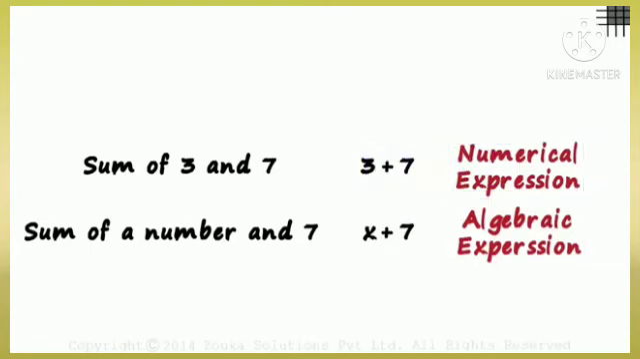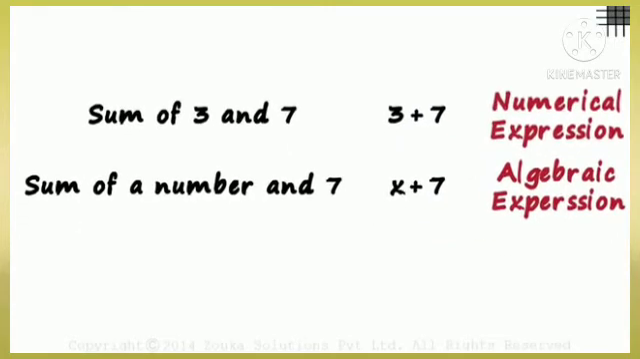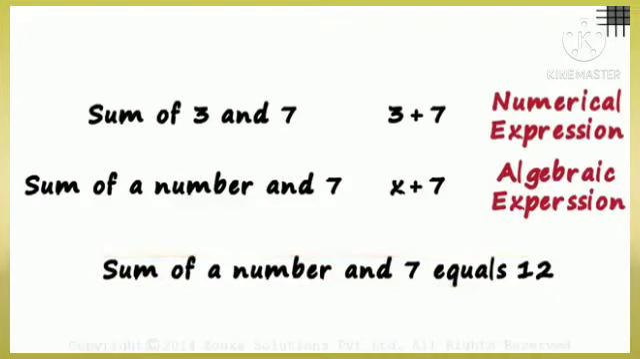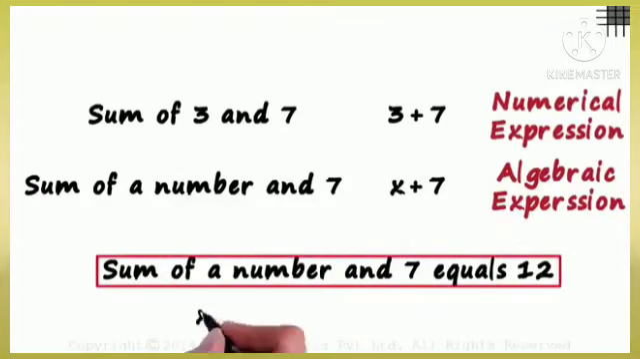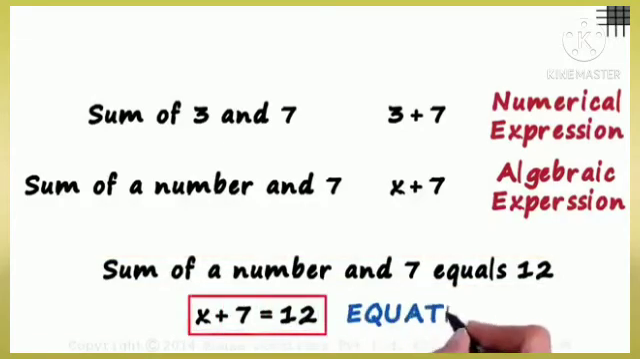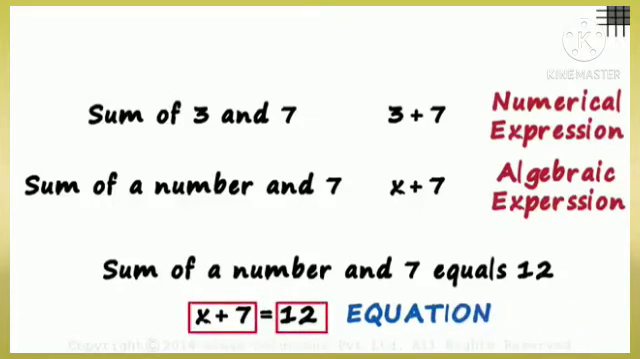Here's another statement we need to write in a mathematical way. The sum of a number and 7 equals 12. This can be written as x plus 7 is equal to 12. A number plus 7 equals 12. This is called an equation. It has an expression on each side of the equal to sign.